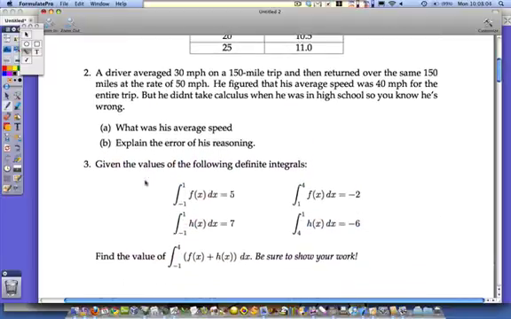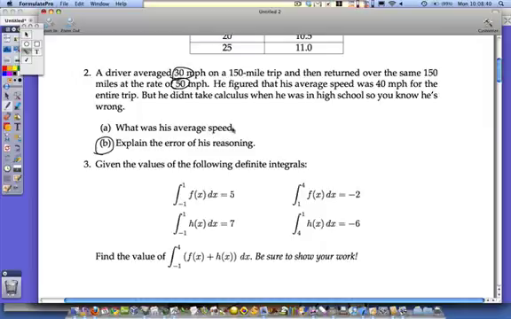All right, a driver averaged 30 miles an hour on a 150-mile trip and then returned over the same 150 miles at a rate of 50 miles an hour. He figured his average speed is 40. Okay, we'll do part B first. The error of his ways is that he spent longer traveling 30 miles an hour than he did traveling 50 miles an hour. The trip there took longer than the trip back. And so the speed doesn't get weighted equally, because he spends more time doing this trip than that trip.